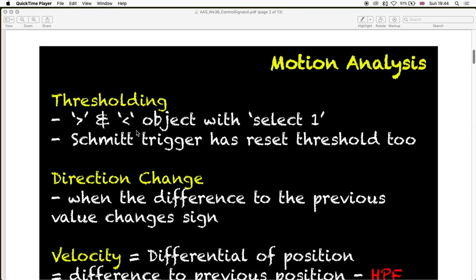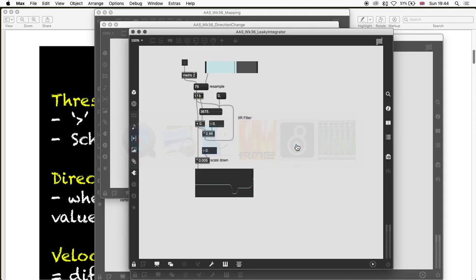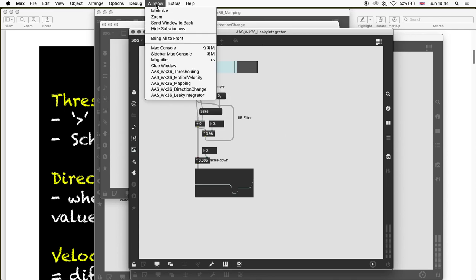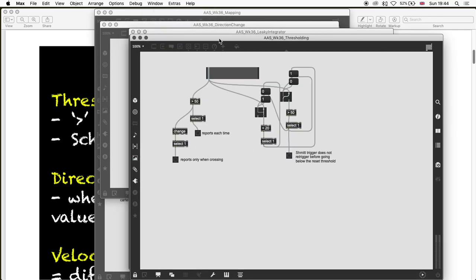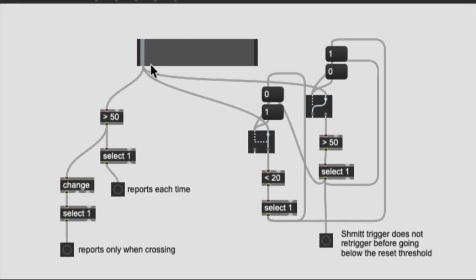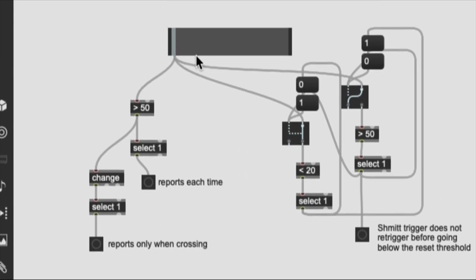Let's just immediately look at that. So I'm looking for my thresholding patch. I have a few things open and waiting. Here's my thresholding patch. So as I said, we're looking at the left side here now, and I'll talk about the right side in a bit.